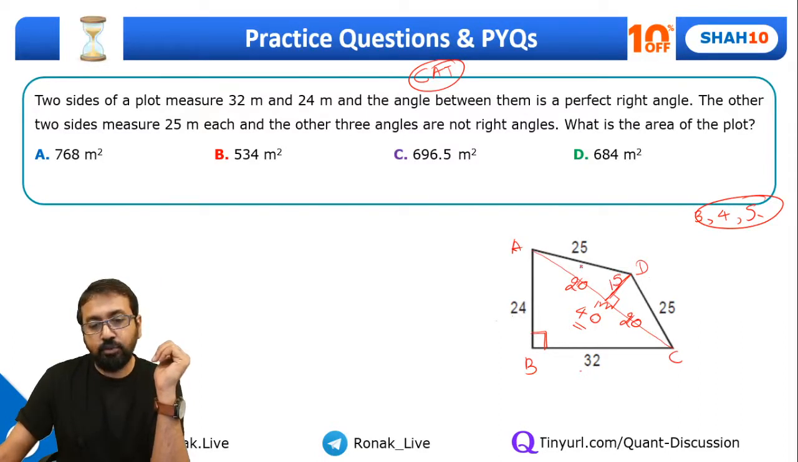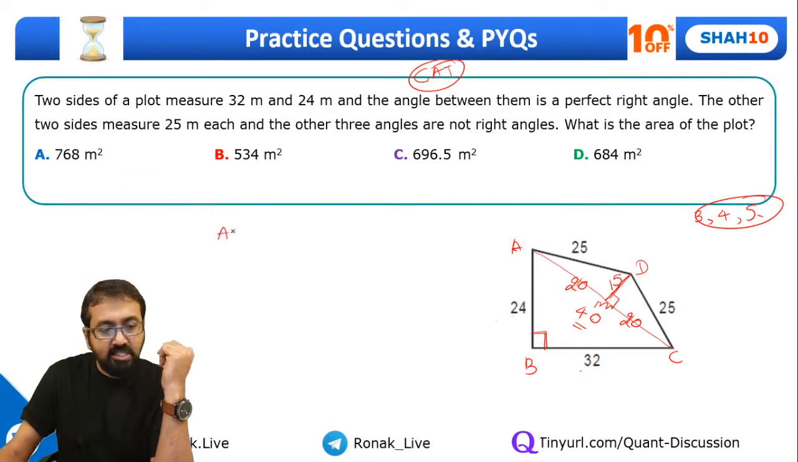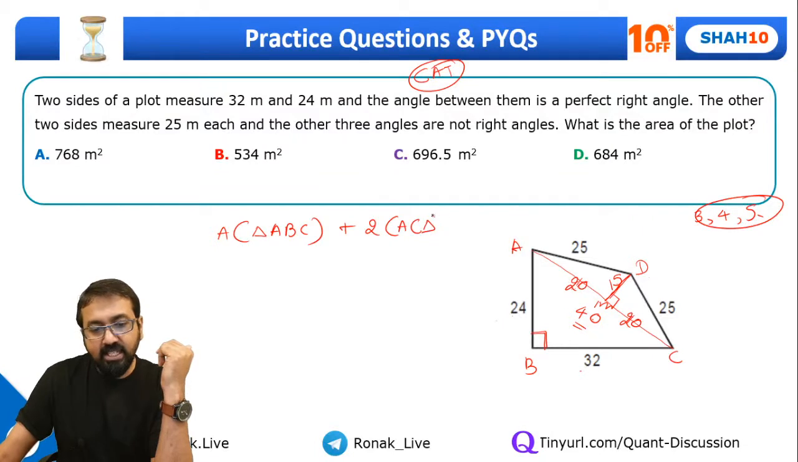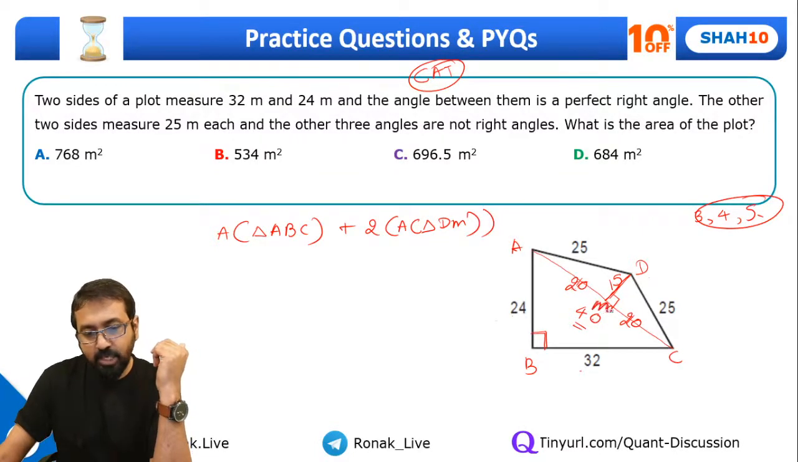3 into 5, 4 into 5 and 5 into 5. So now we have all the necessary values, so we can easily find out this area, isn't that? So what will be the area of triangle ABC? The required area is the area of triangle ABC plus, I can say, twice the area of triangle ADM, isn't that? This is point M, so twice the area of this triangle, because these two are the same, right?